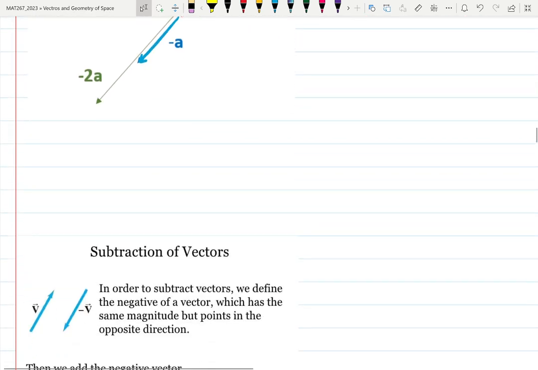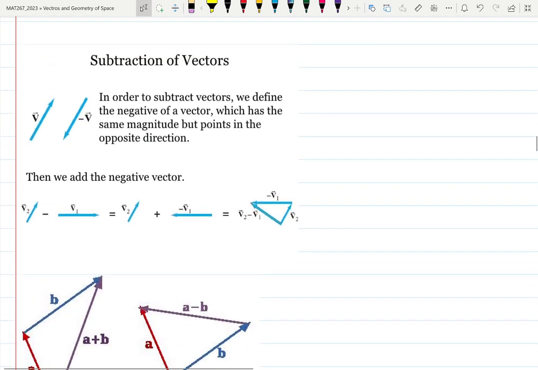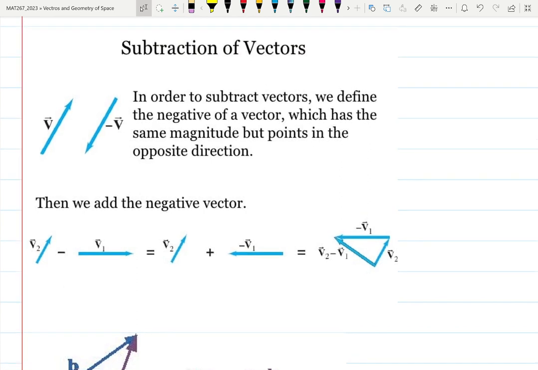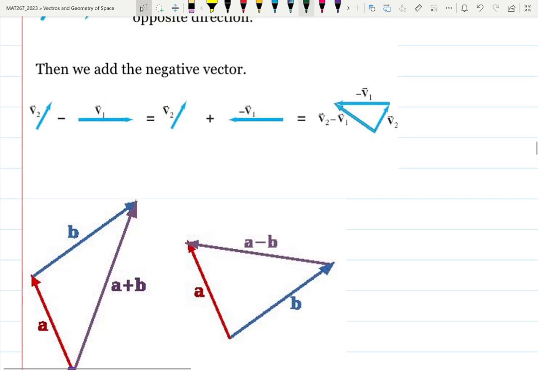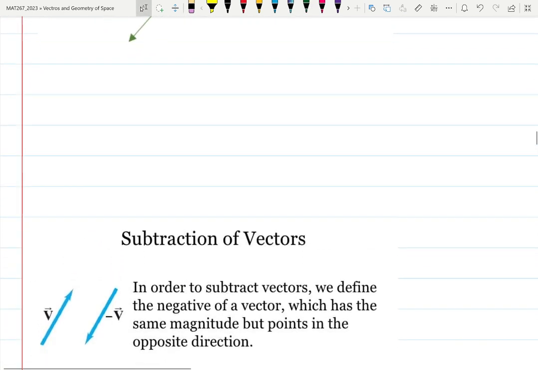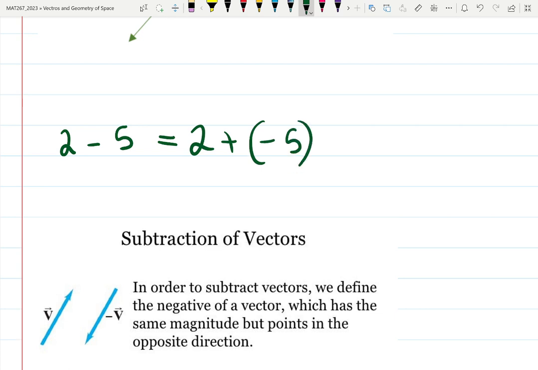Move on. Subtraction of vectors, surprisingly, is harder than addition. You don't have to write this down. That is too complicated to explain in writing. It's easier to show. But basically, we define the negative vector and add the negative vector. Same idea as we did in school, middle school, you name it. Instead of 2 minus 5, we define it as 2 adding minus 5. That's how you explain subtraction by using addition.